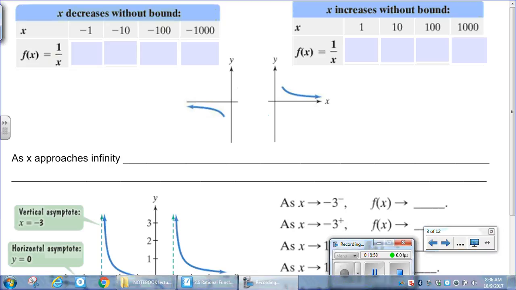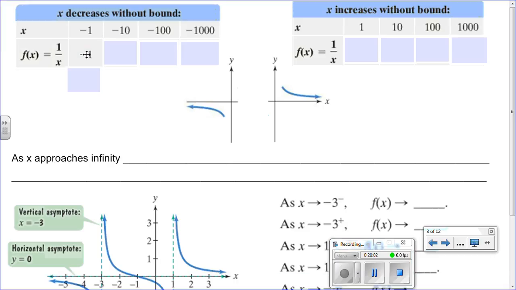My function values. Okay, so here we already know it's going to be -1, right? So that should be, what? Yes, that should be 1, right? And then here we will have like 0.1, 0.01, 0.001.